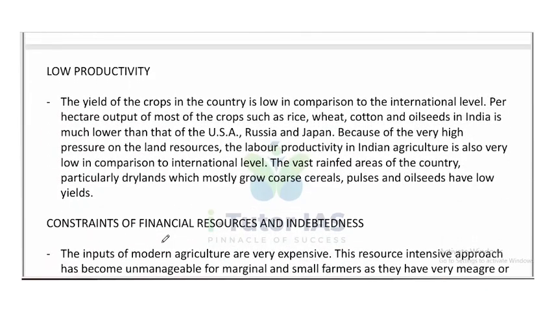Next one is the low productivity. The yield of crops in the country is low in comparison to the international level. Per hectare output of most of the crops such as rice, wheat, cotton and oilseeds in India is much lower than that of the USA, Russia and Japan. Because of the very high pressure on the land resources, the labor productivity in Indian agriculture is also very low in comparison to the international level. The vast rain-fed areas of the country, particularly drylands, which mostly grow coarse cereals, pulses and oilseeds have low yield.